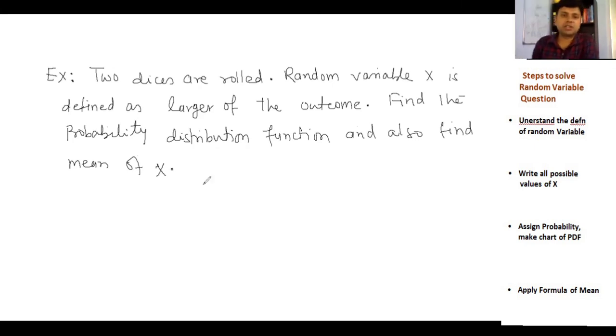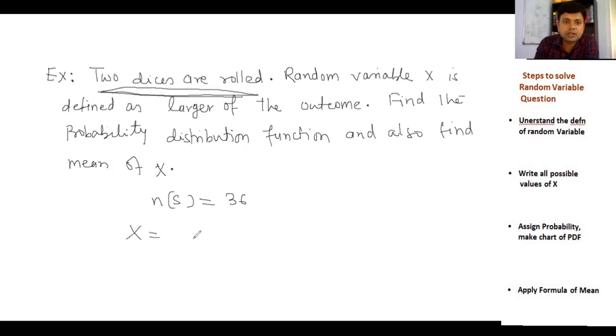So first we must understand the random experiment. The random experiment is that two dice are rolled. So outcomes will be 1 1, 1 2, 1 6, 2 1, 2 2, 2 6 and so on. So the total number of outcomes will be 36. Now it says what is x? X is the larger of the outcome.